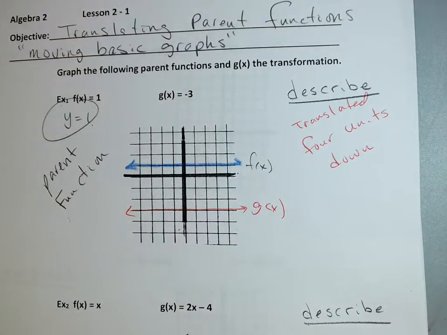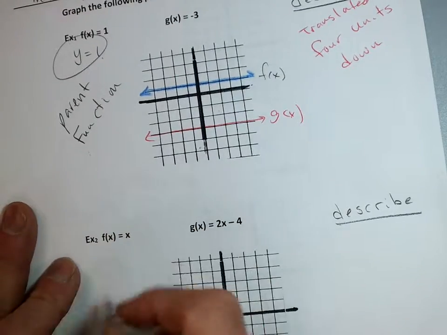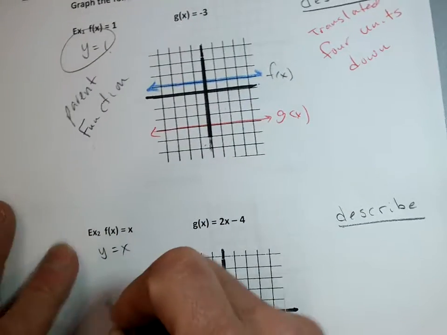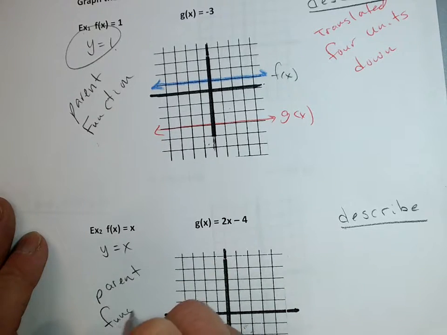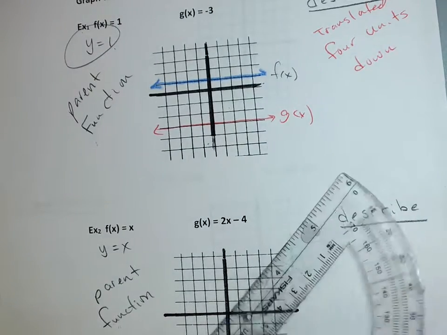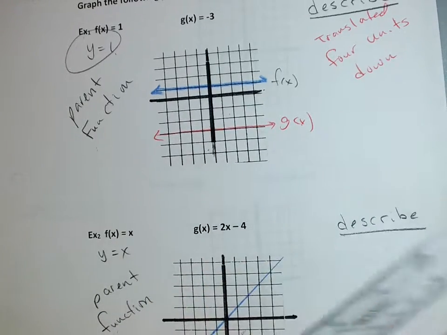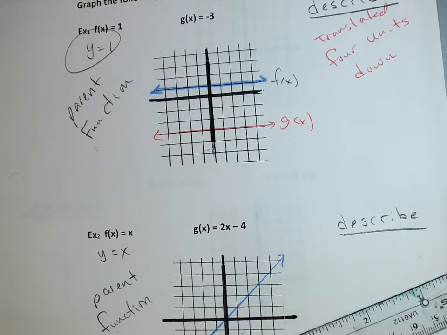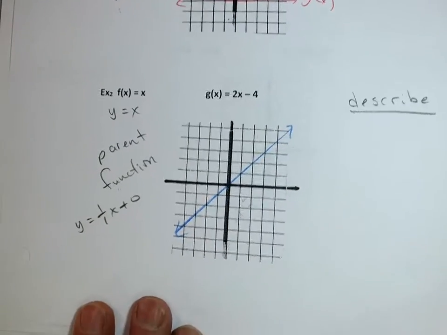So let's look at number 2. So our parent function, this is my parent function. Y equals x is my parent function. And if I have to graph this, my parent function looks like up 1 over 1. Everybody agree? Start at 0. Up 1 over 1, right? Everybody agree with that? Because it's really y equals 1 over 1 x plus 0, but that's all the extra numbers that I don't normally need.